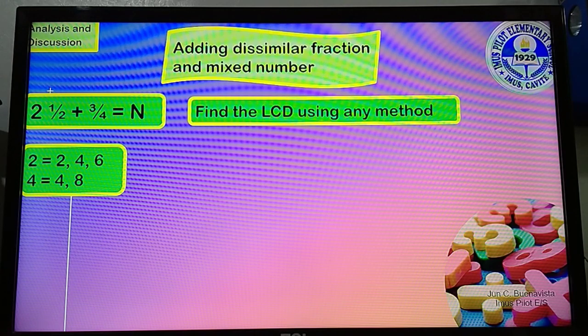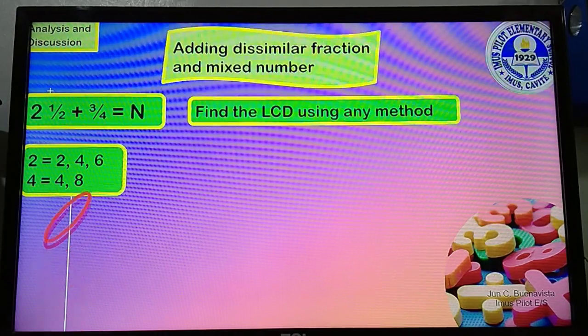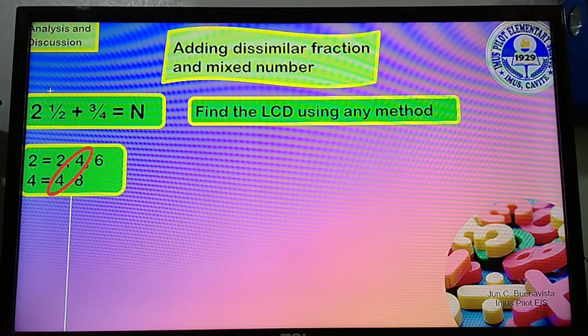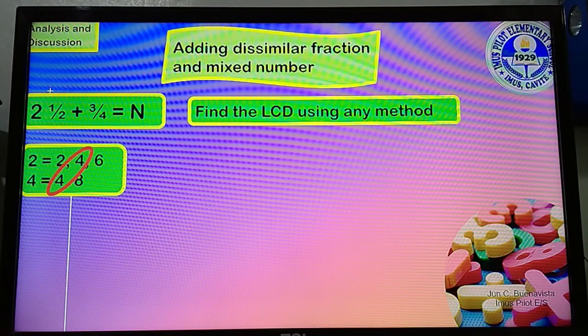Maybe a common multiple will already come out. Then the second one is 4. The multiples of 4 equals 4, 8. So I stopped, because I already see a multiple that is in both lists. So we have that 4. When a number comes out that is a multiple of 2 and a multiple of 4, that is the LCD or the LCM of the given numbers. So, that is the listing method.